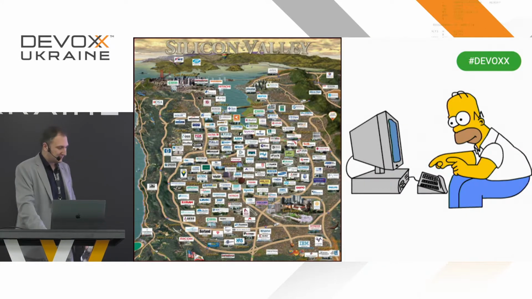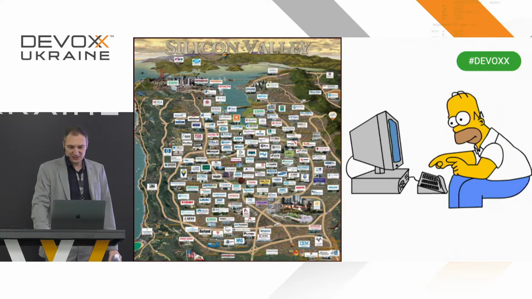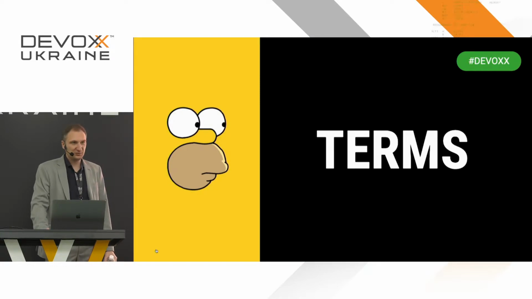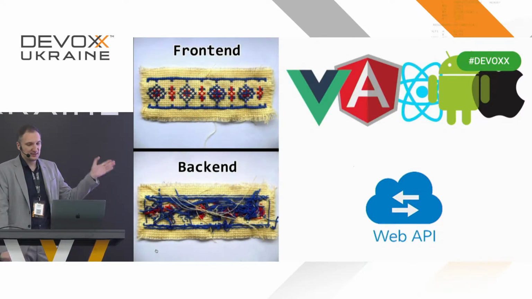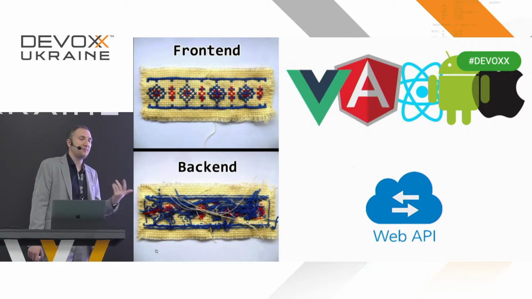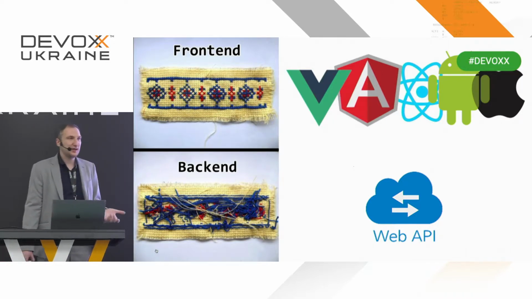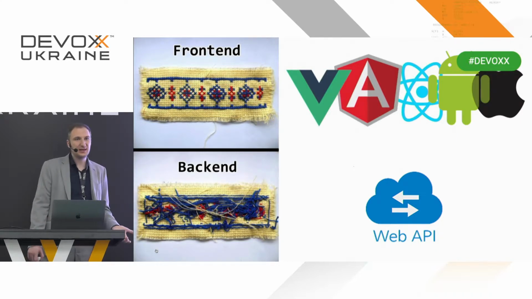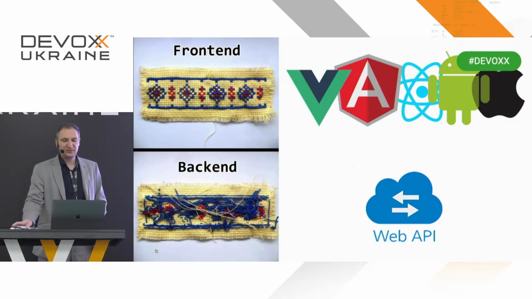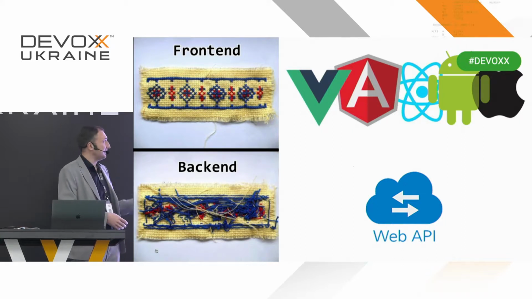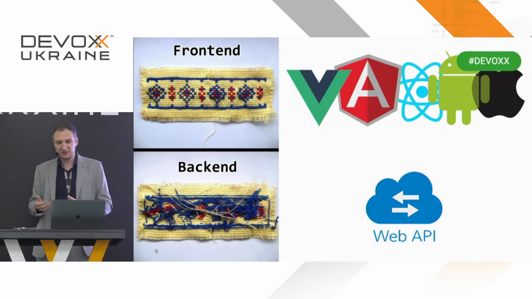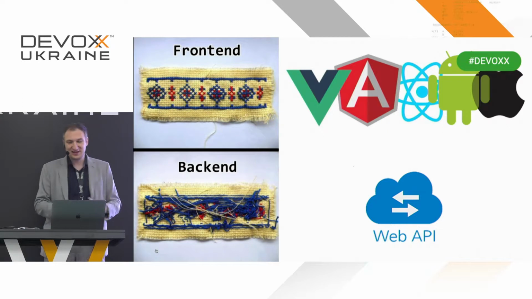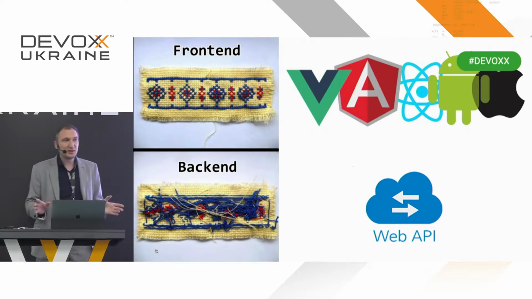Okay, as I said, I'm working with Silicon Valley, and we are going to start with terms. When we speak about front-end and back-end, client and server, the current approach looks like this. On the back-end, you have some web API, and on the front-end, you can have a mobile application, or a single-page application. It can be implemented with some SPA framework, with Java on Android, with Swift, or in a different way.